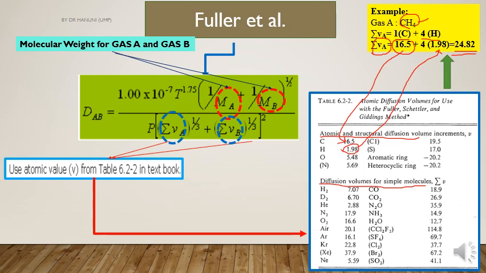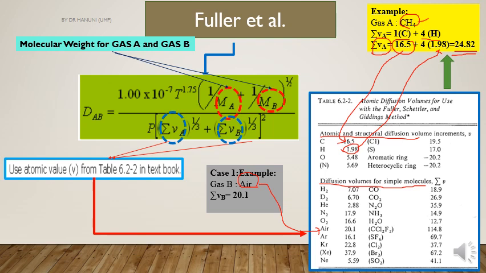So how about the VB value? Let's say we have two conditions here. Let's say our gas B is air. For the summation of VB, we can just directly get it from this table, where air is actually one of the components listed down here as part of the simple molecules values.